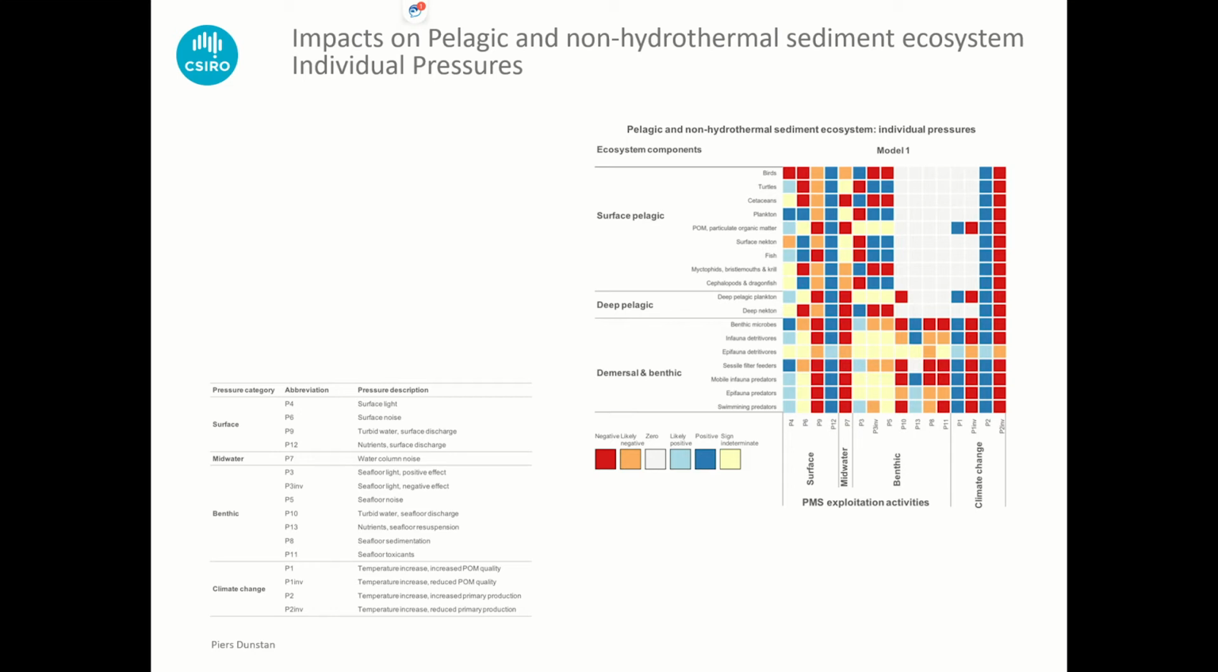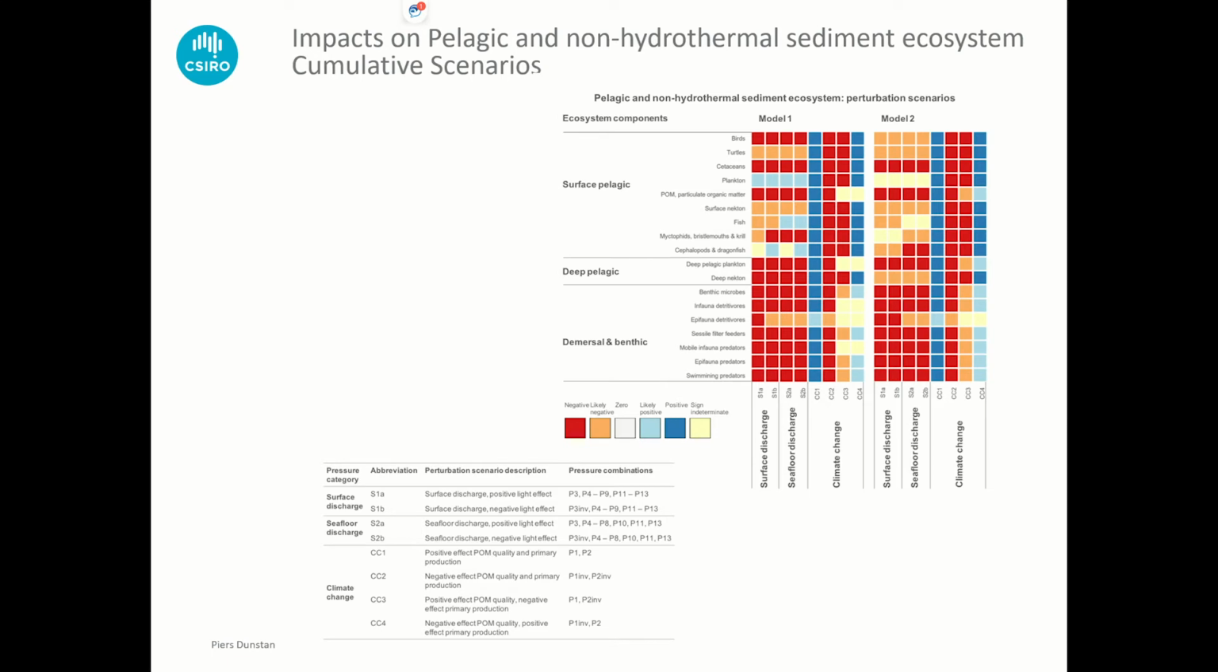Now, by mapping each of these out individually, what we can start to do is develop scenarios where we think multiple things are going to happen at the same time. And on the next slide, we can see the results of those scenarios.